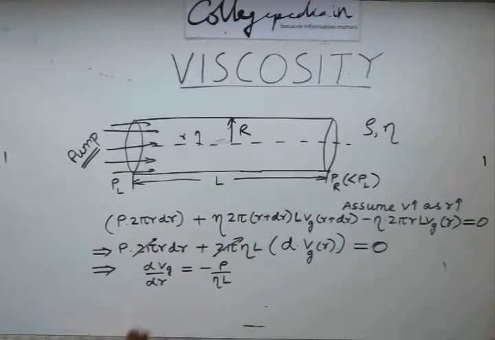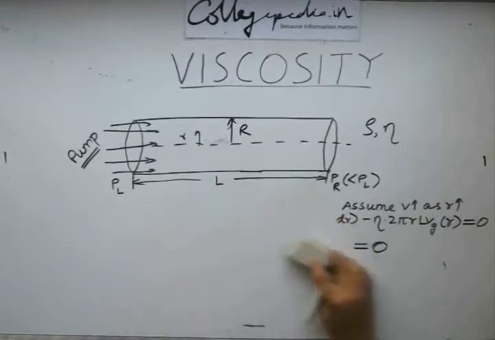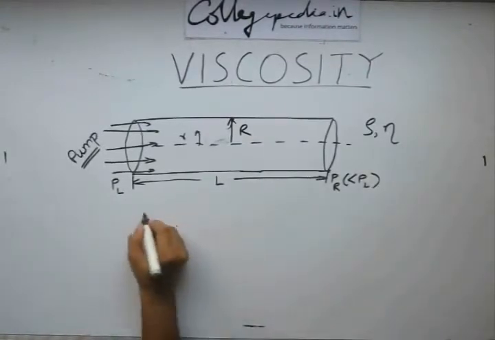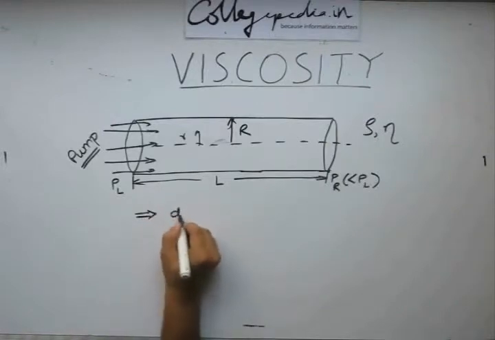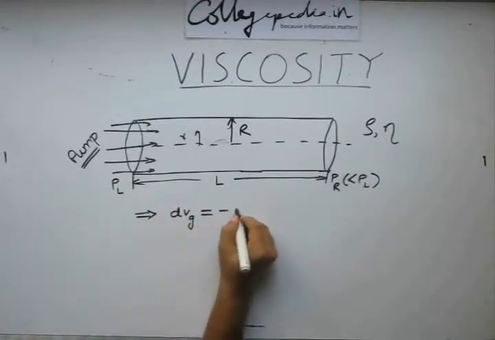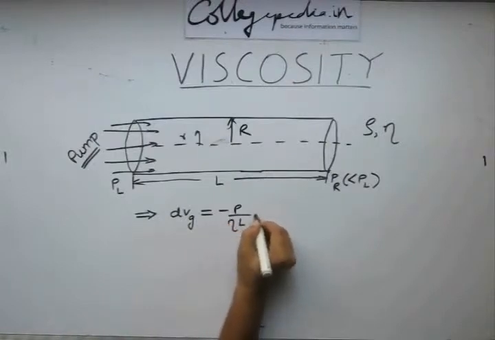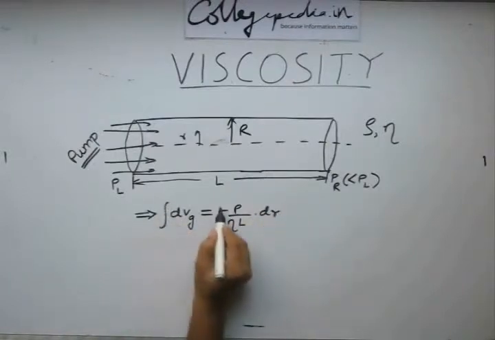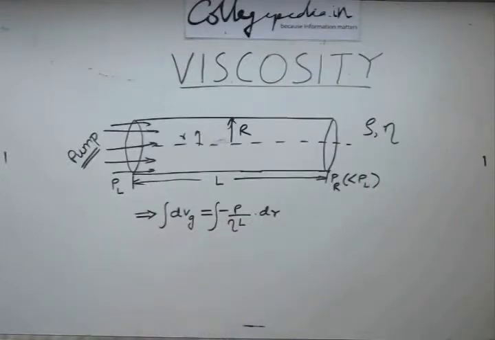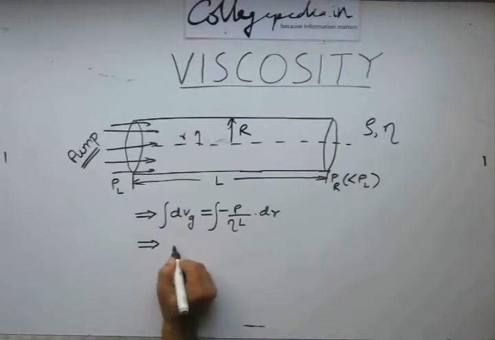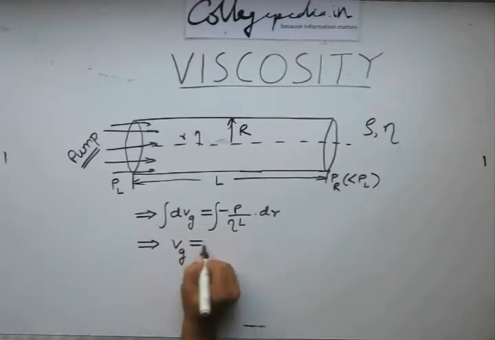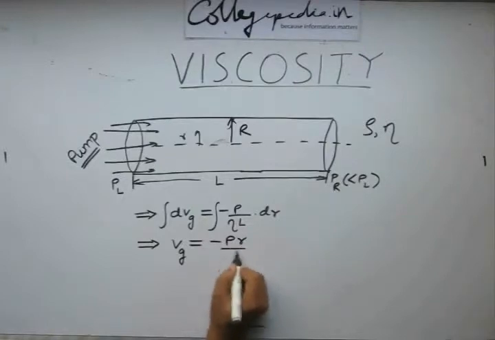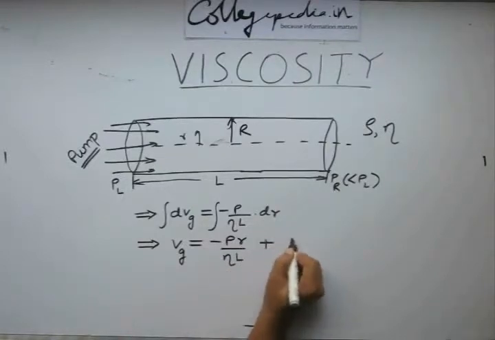Now if we integrate both of these by taking dr here, let us do that. We will then have dVg being equal to minus P by eta L times dr. Now we integrate both sides. This will give us simply Vg equal to minus P r by eta L plus some constant.